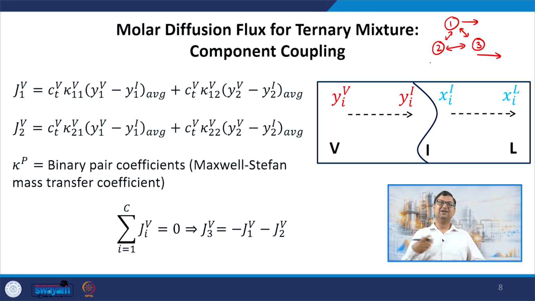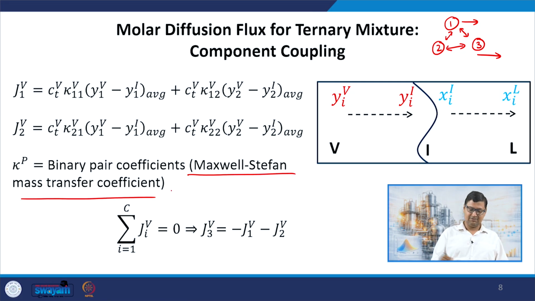So, now we can define all these different kinds of movements which are possible in the system with respect to the different components present in the system, and all of that has to be considered within our framework, right? And then there is also going to be some kind of coupling between the components, which is referred to as the pair coefficients or the binary pair coefficients. The general name for that is the Maxwell-Stefan mass transfer coefficient, right?